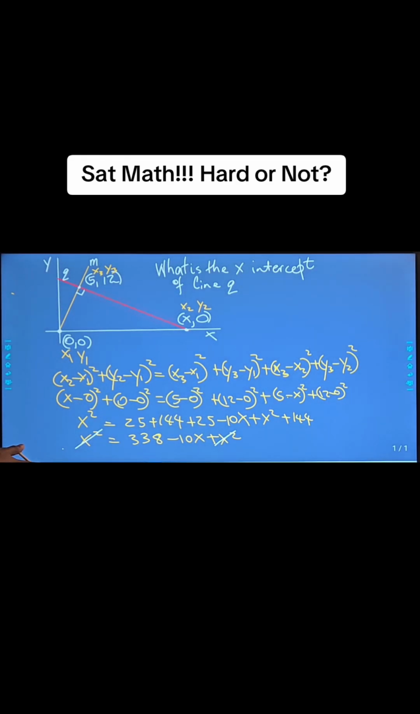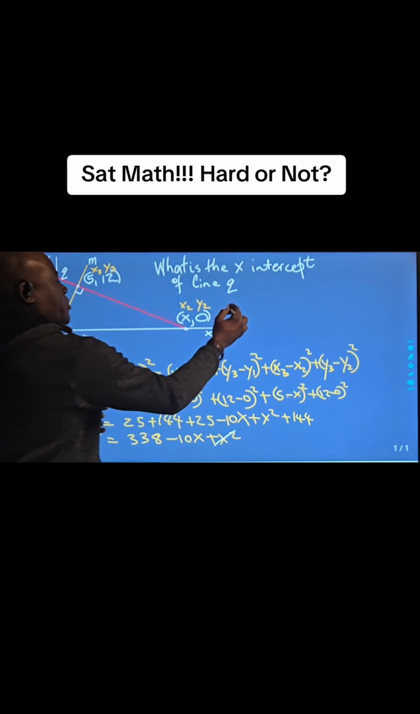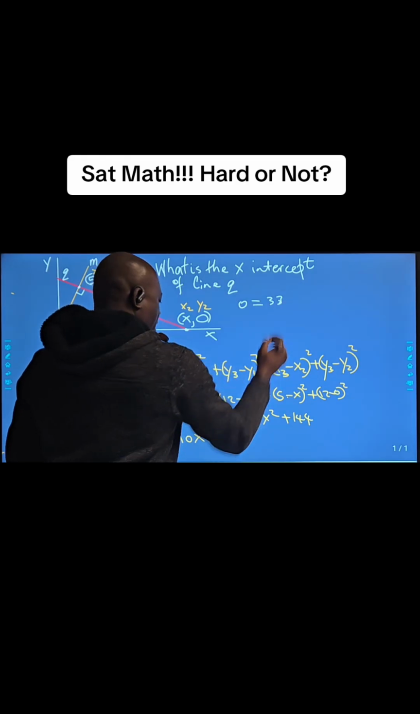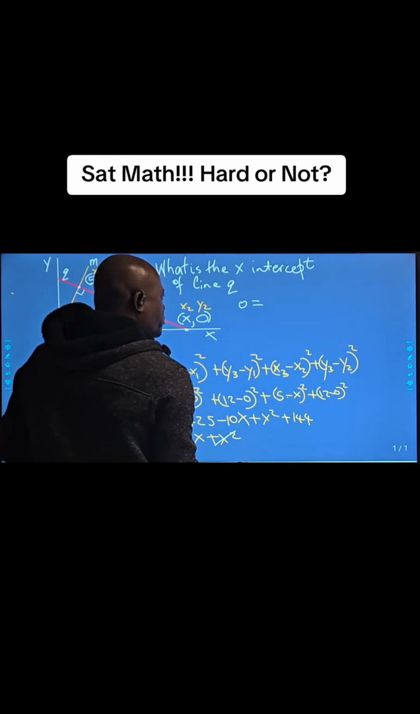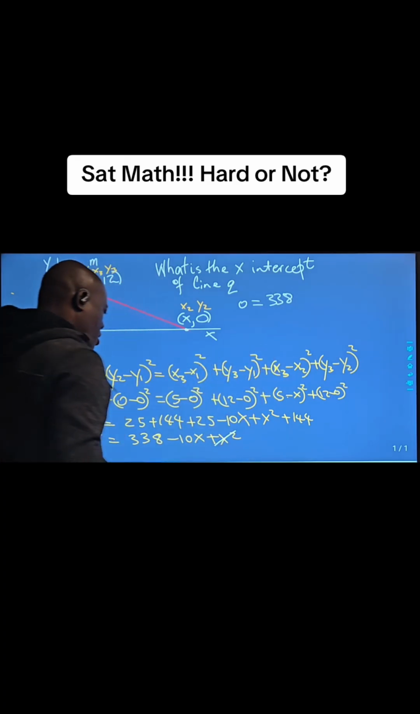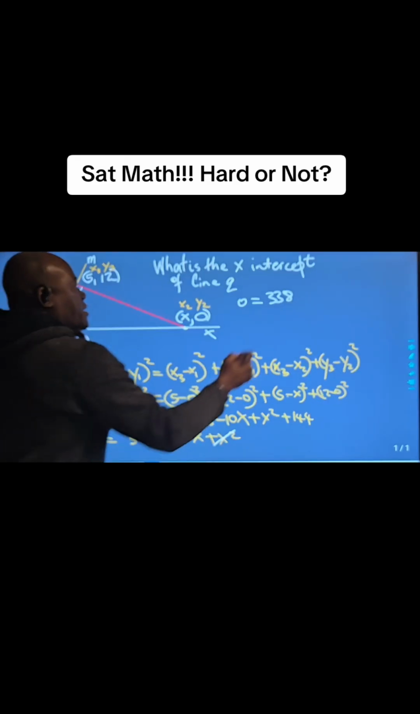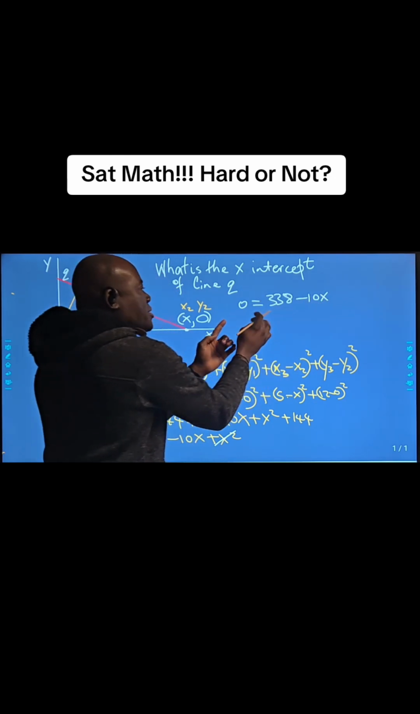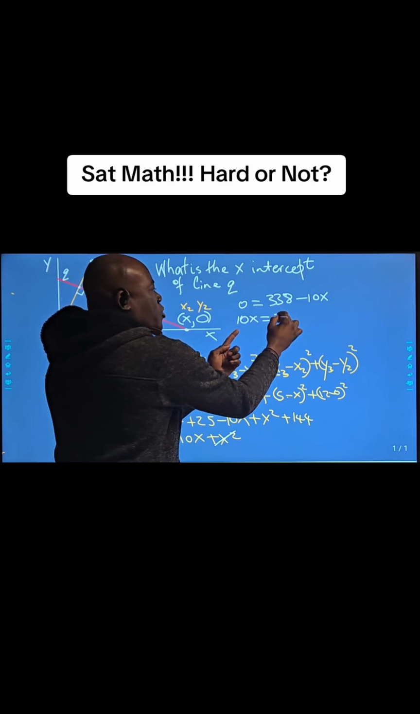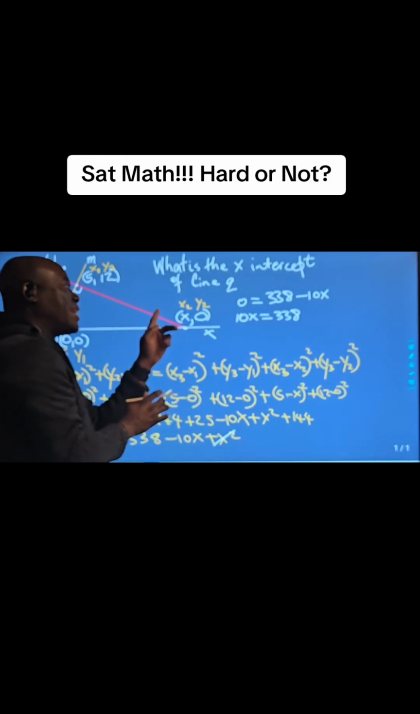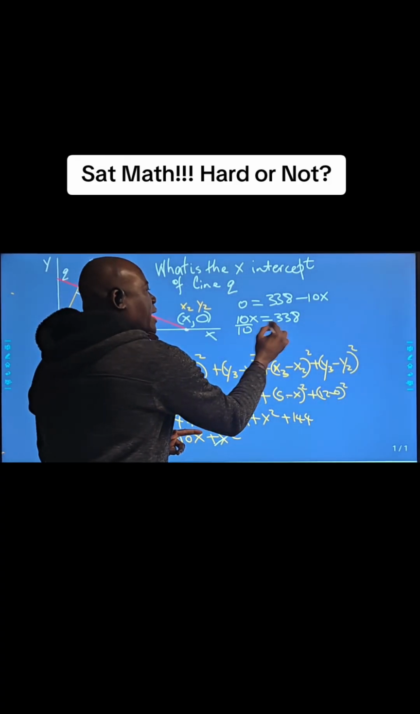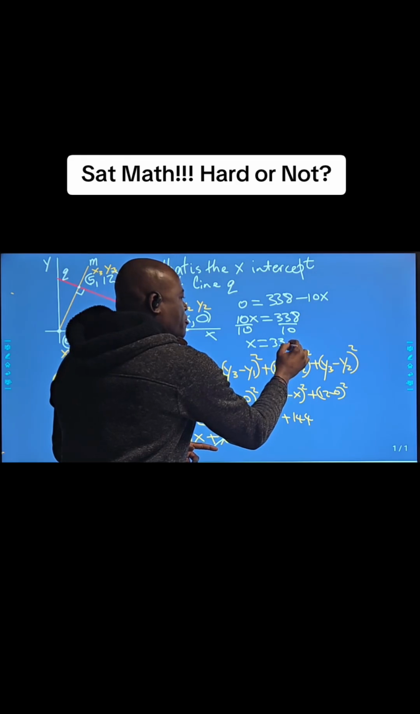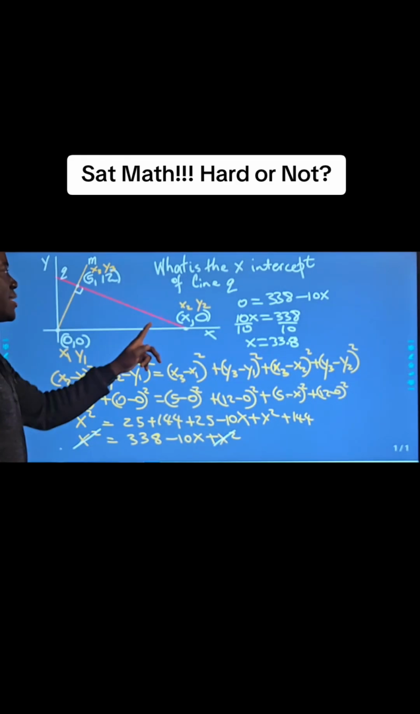So what I'm really left with is 0, which is equal to 338 minus 10x. So let me get this 10x on the other side. If I add 10x to both sides, this is going to be 10x, which is equal to 338. So to find x, I divide both sides by 10. x is 33.8. And that is this.